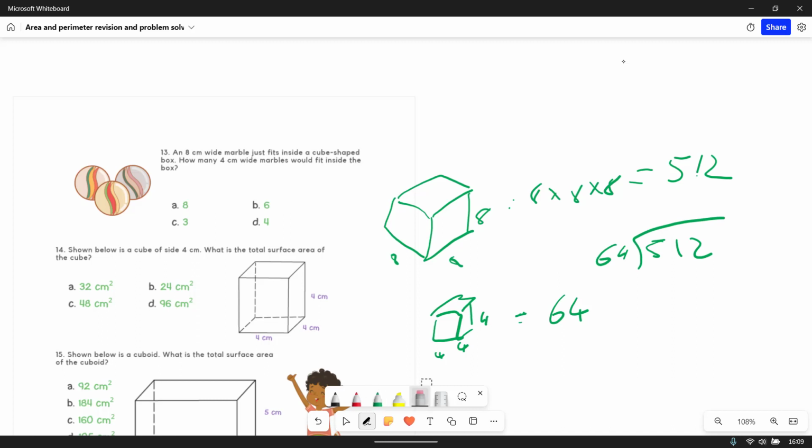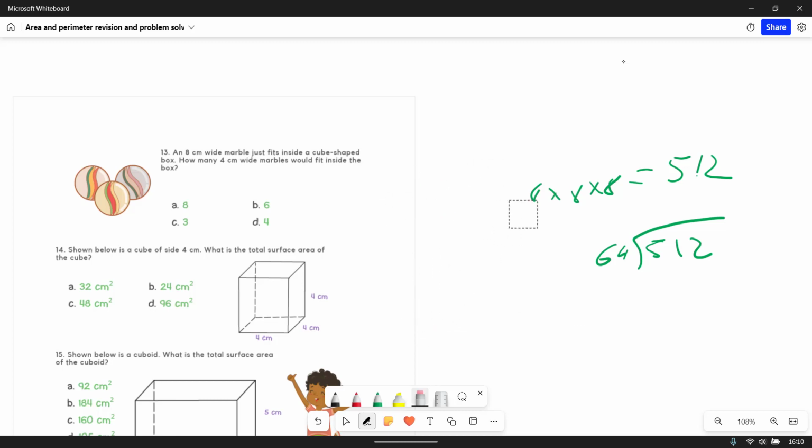Now, when you're doing these long divisions, you have to make a guess. If you times it by 10, that's 640, so it's too high. So you're going to try 8. 64 times 8 is 512, so that's exactly 8. So 8 of those will fit in there. So 13 is 8.